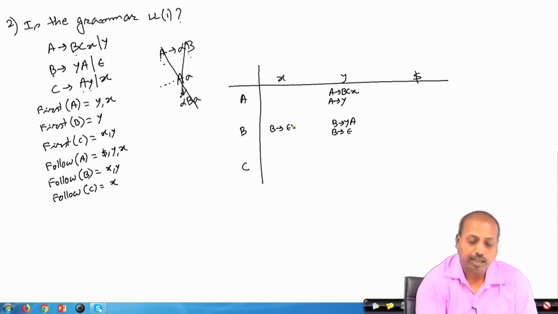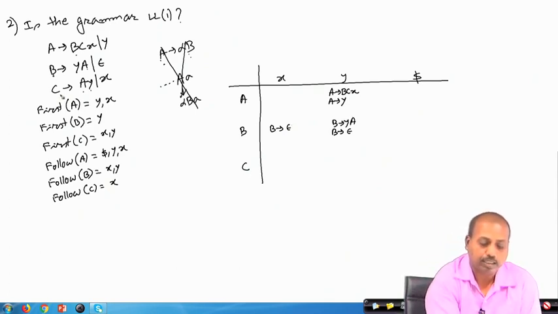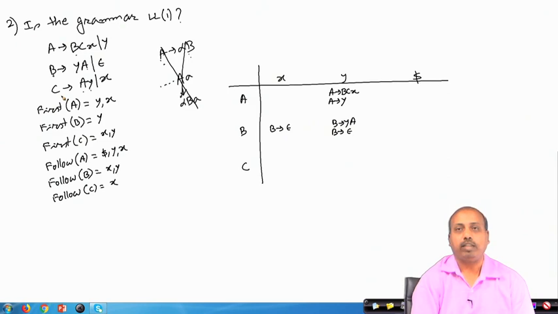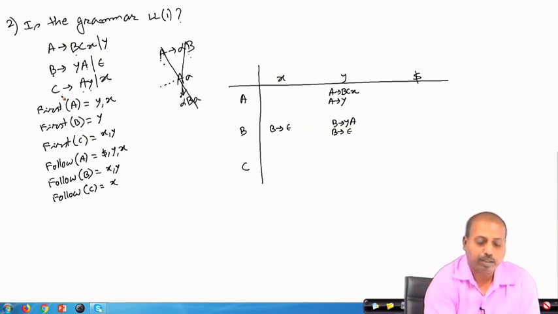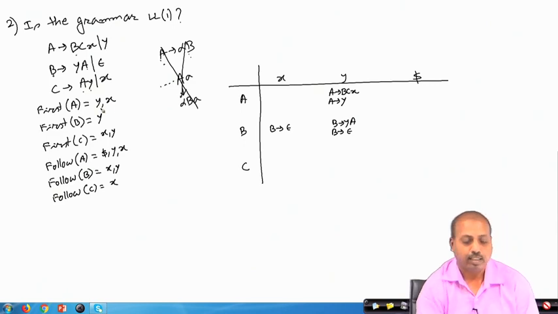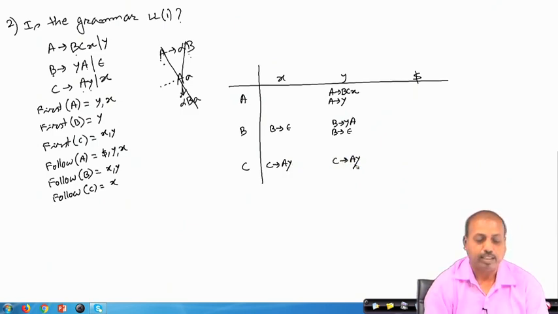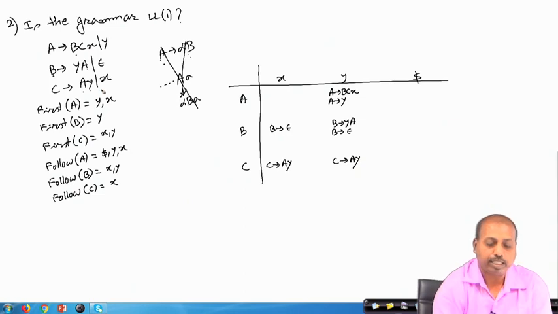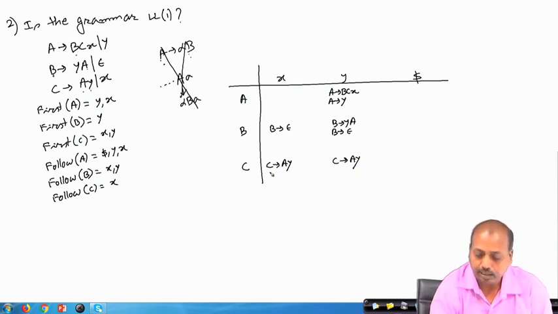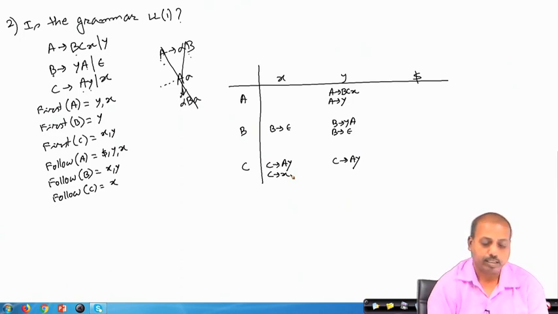Then I will have this third case, C producing A y. So, whatever is in first of A y, so first of A y is equal to first of A, that is y and x. So, there I will be adding this rule. So, C producing A y and C producing A y. So, these two are added, and there is a rule C producing x. So, it says that this rule should be added here also, C producing x.